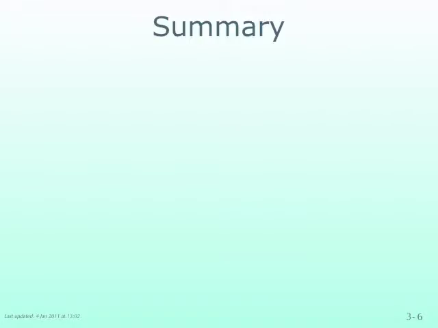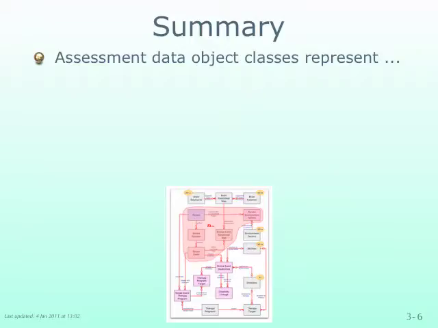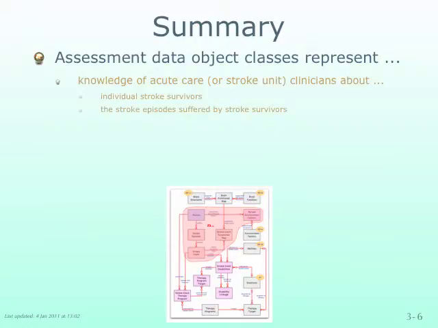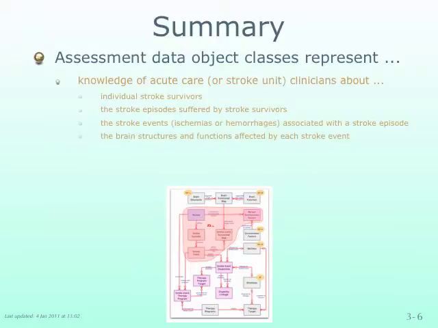To summarise this section of the stroke assessment data object classes, we have seen how these data object classes represent the knowledge of acute care neurologists and clinicians about individual stroke survivors, the current and previous stroke episodes that caused them to be admitted to an acute care hospital, the separate stroke events, including ischemias and hemorrhages, that contributed to these stroke episodes, and the brain structures and brain functions affected by each stroke event. This knowledge is not only important in determining appropriate acute care treatments, but also for planning suitable therapies in the subacute or community setting.